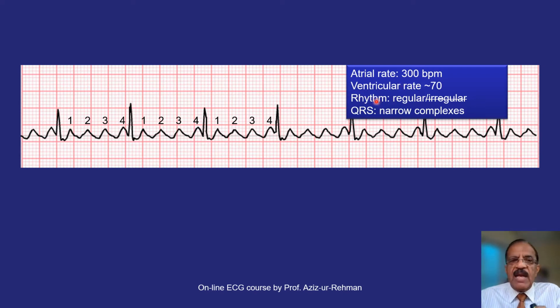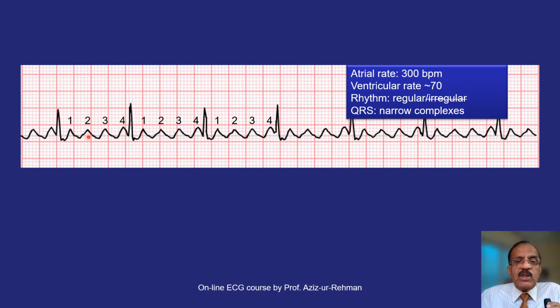What is the ventricular rate? In this case, I calculated it is approximately 70. Why so? Because almost every fourth beat is conducted. This P wave is not followed by a QRS complex. This one is also not followed by a QRS complex. This one is also not followed by a QRS complex. Only this one is followed by a QRS complex. That means only every fourth atrial depolarization is allowed to enter the AV node and then continue on to the ventricles.